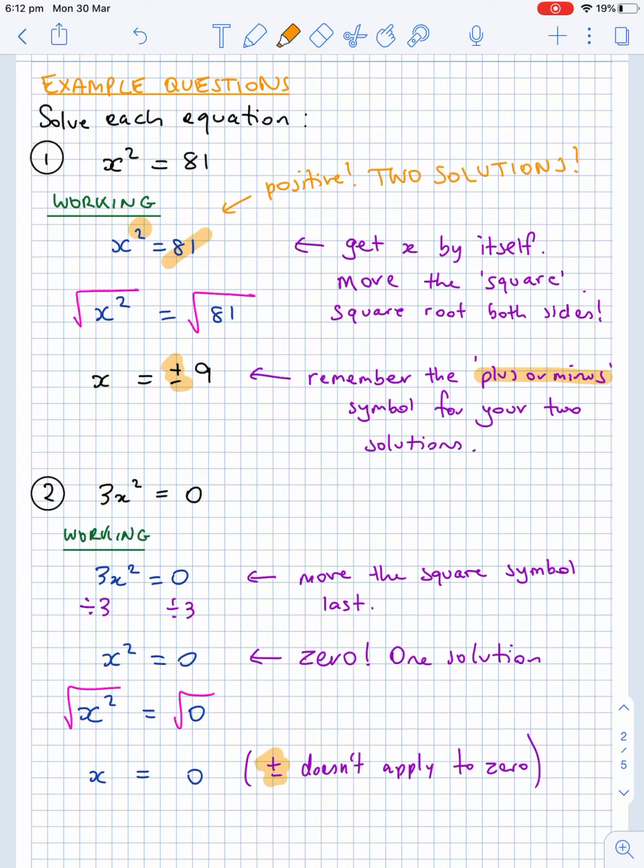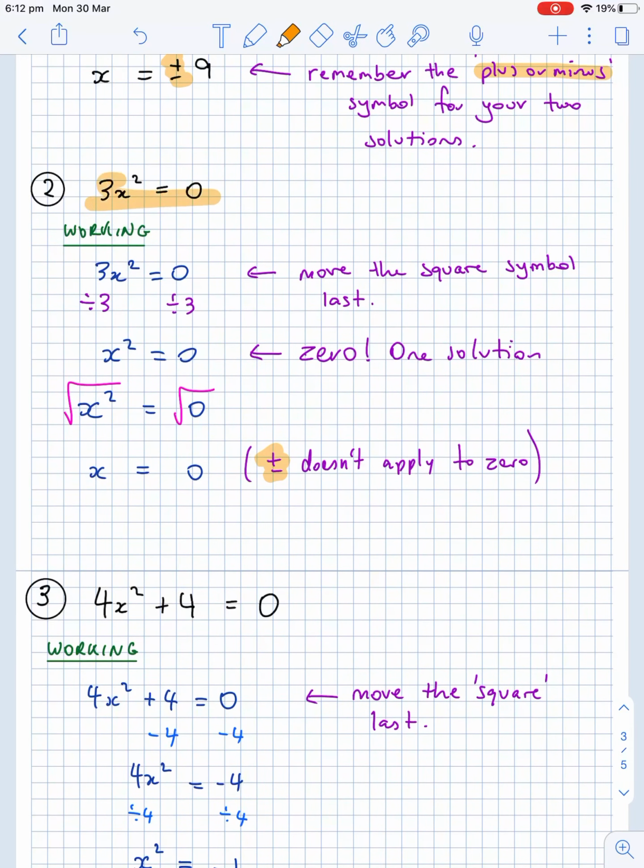We need to somehow get rid of this squared right here. The opposite of squared is square root, as you can see here in pink. The square root of 81 is 9. And then we square root this and it leaves us over with just our x. The 2 and the square root cancel. The square root of 81 is 9, and because there's 2 solutions, you've got to remember plus or minus 9. You will lose marks if you don't put down the plus or minus symbol.